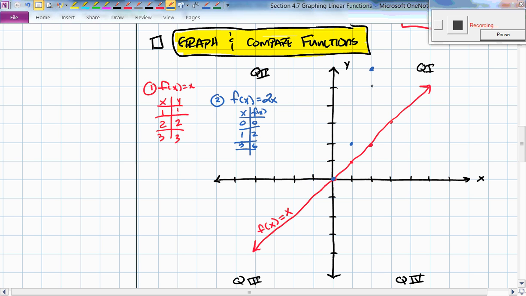So that would be this point over here. And let's go ahead and graph that. And here's the function f of x equals 2x. What's the slope of this line? F of x equals 2x. Is it positive or negative? It's positive. Why is it positive? Because it goes up from left to right. Okay, good. What is the actual slope of this line?